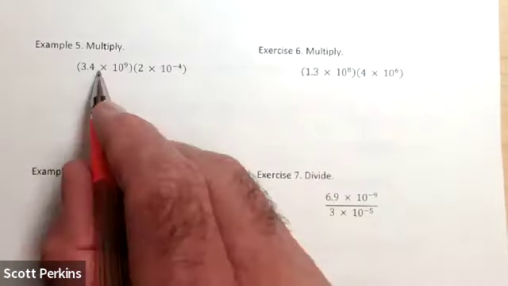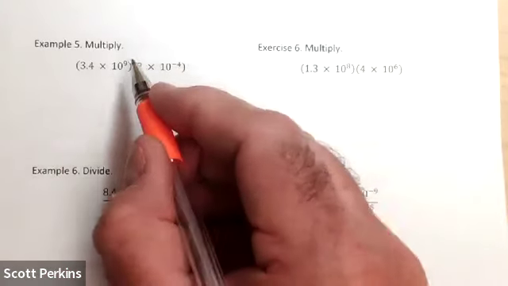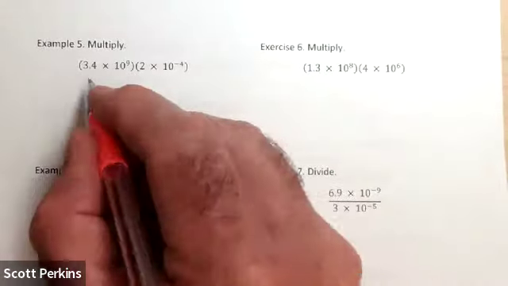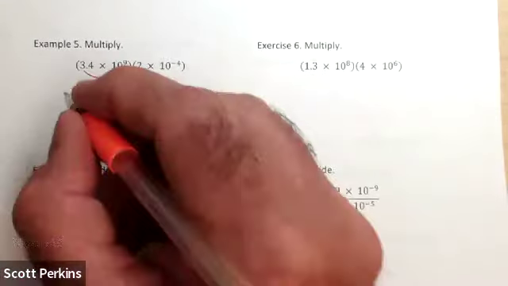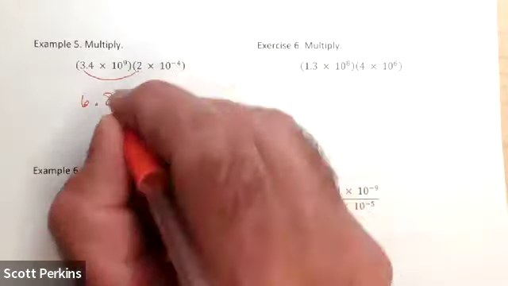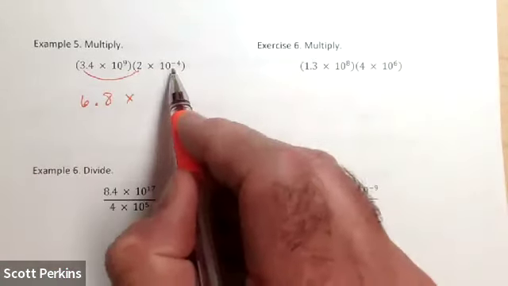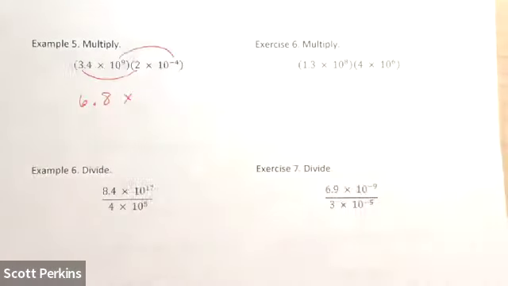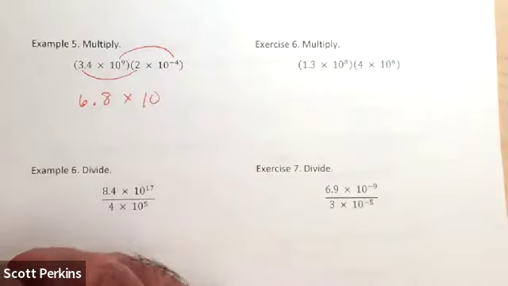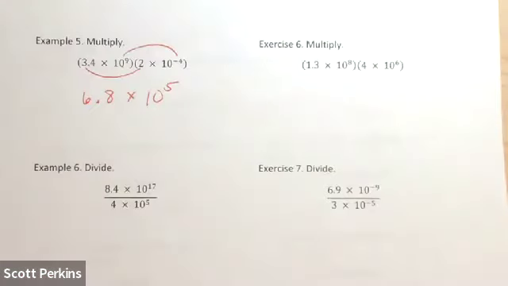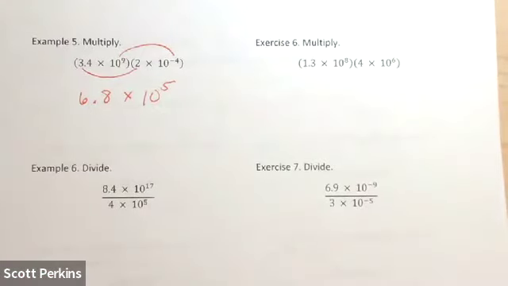First thing is, since both of these are just all multiplication, this is not distributing. This is nothing like that. I'm going to multiply the numbers. So 3.4 times 2, and your calculator will tell you that's 6.8. And then 10 to the 9th times 10 to the negative 4th. Property of exponents is when you multiply, you add your exponents. So I've got 10 to the 9 plus negative 4. That is 5. So you go ahead and do exercise 6. Multiply those two numbers.